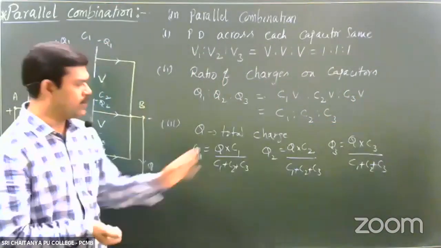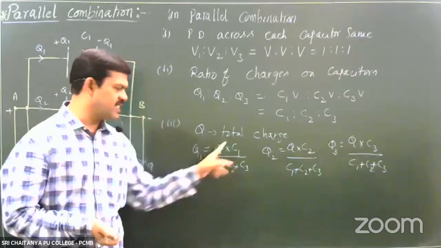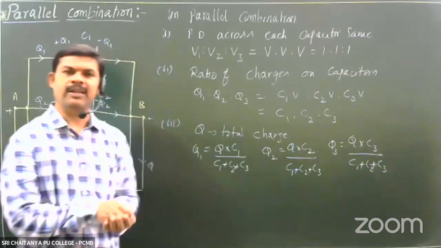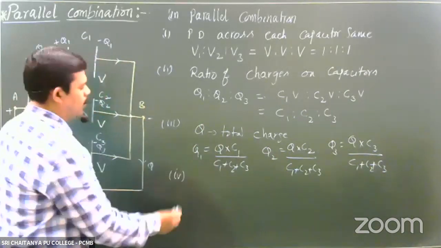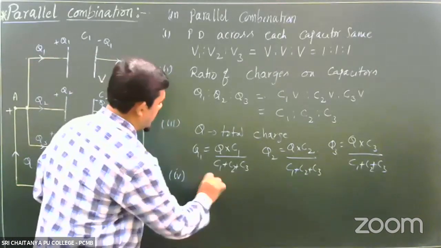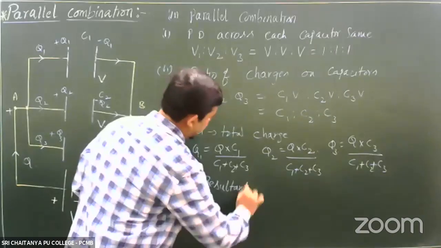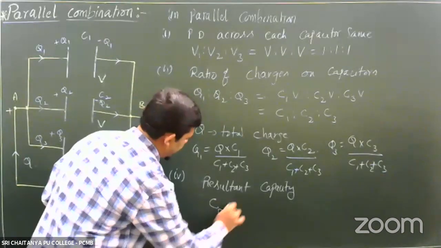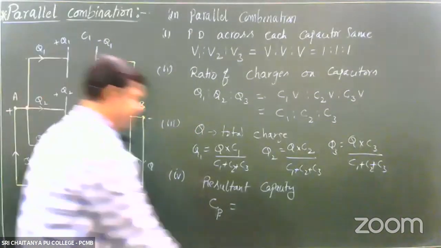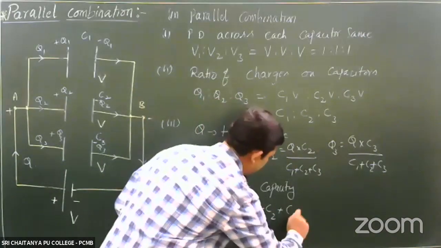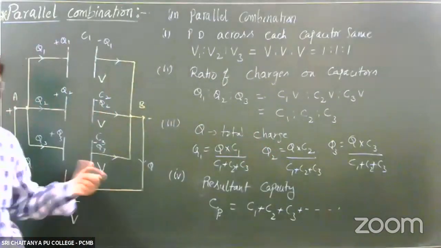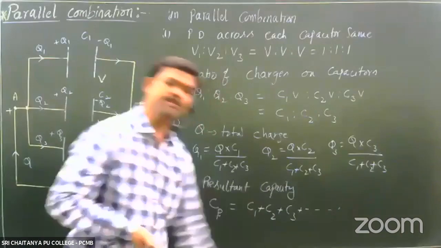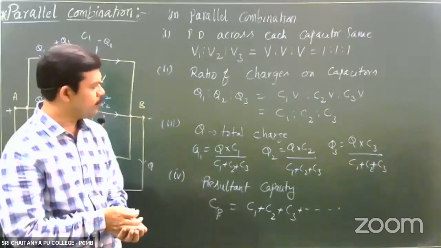You can use this whenever the total charge and capacitances are given, finding the charge on each in this way. Well, fourth, what is the net capacity or resultant capacity? Cp. Just now we derived. This is just the sum: C1 plus C2 plus C3 and so on, however many capacitors are connected in parallel. Just the sum, right? Well, come on, note down.